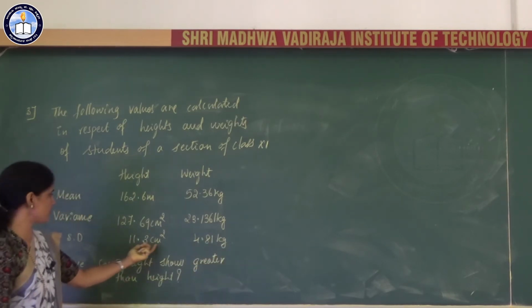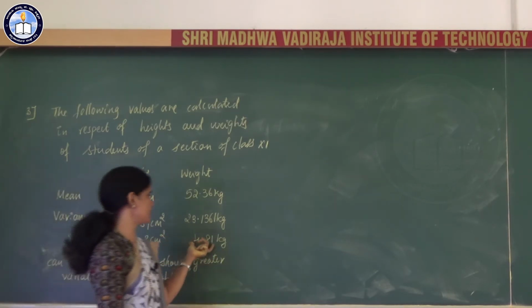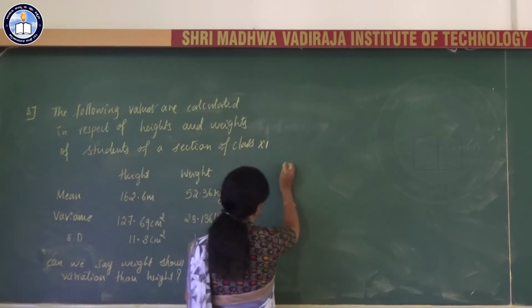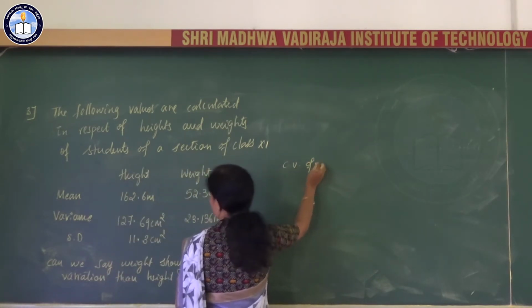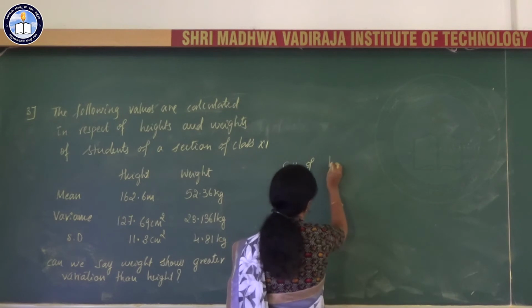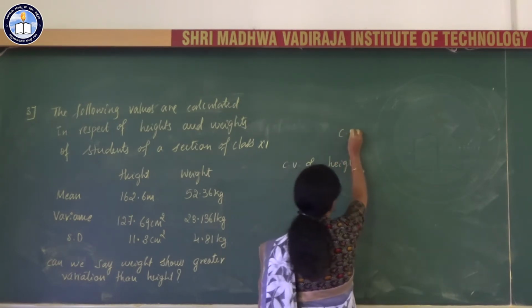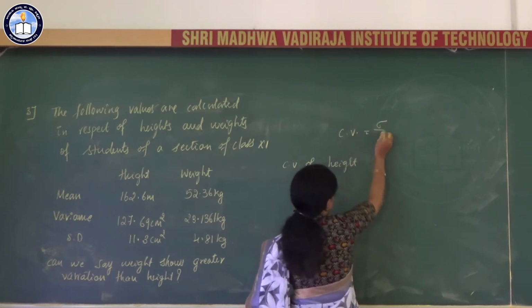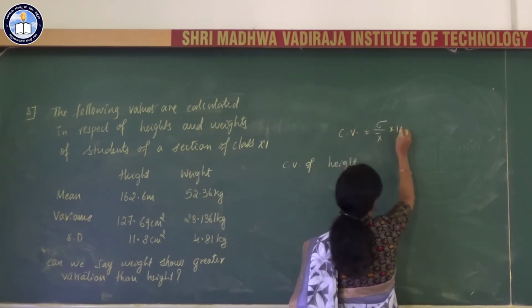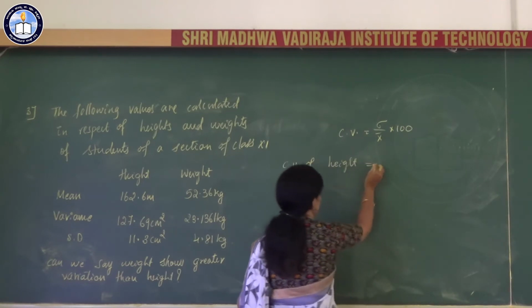So this is 11.3 centimeter square and 4.81 kg. So we must calculate the CV of height first. So CV of height. I will write the formula of CV here: standard deviation divided by mean into 100. That is CV. CV of height.